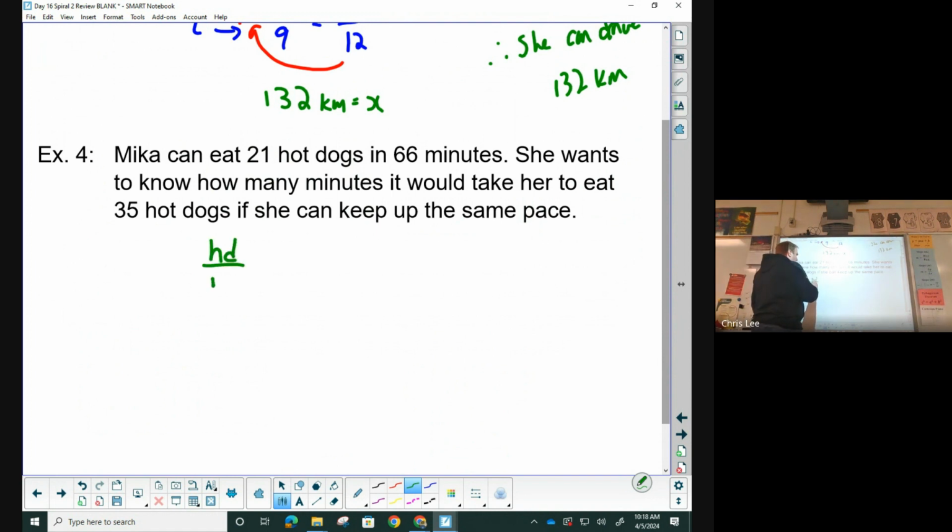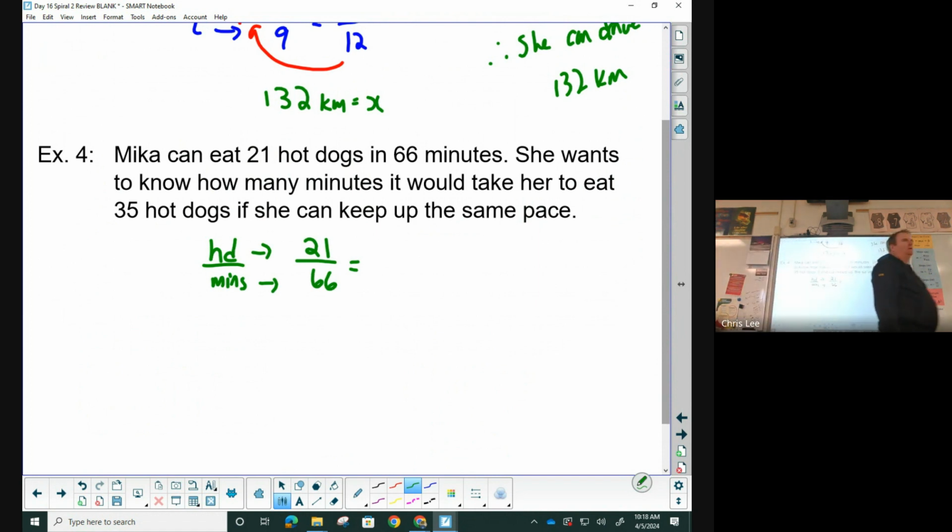Hot dogs over minutes. Yep. So 21 goes on top. I just did M, but that's fine. It's English that you're going to understand. I did HD over how many minutes it would take to eat 35 hot dogs. So does 35 go on the top or the bottom? Again, what helped you with that?